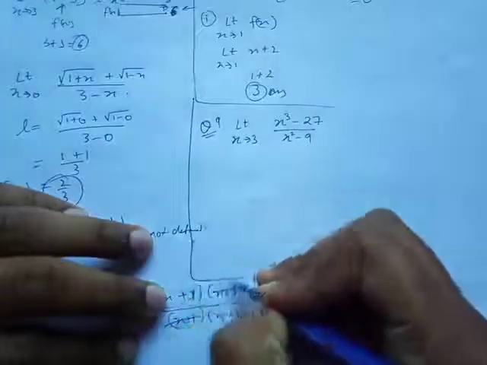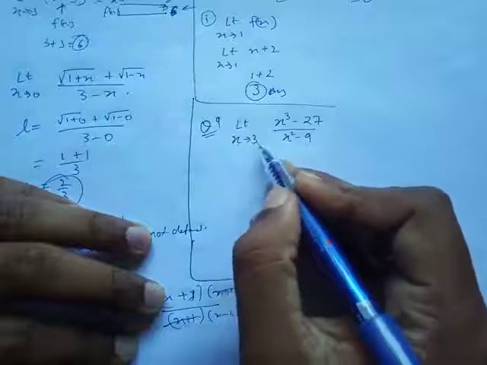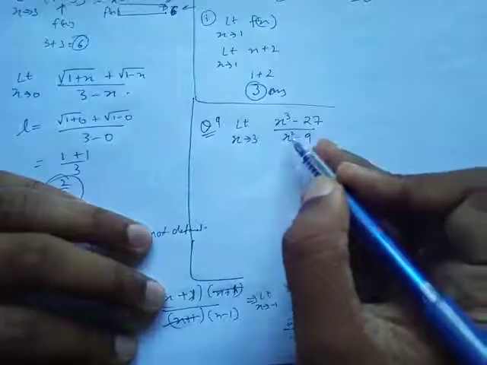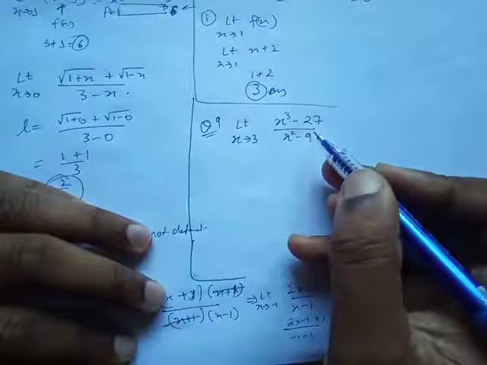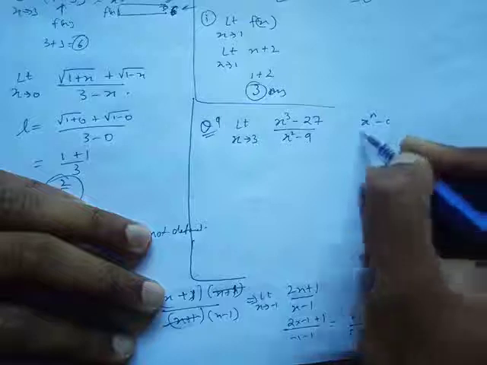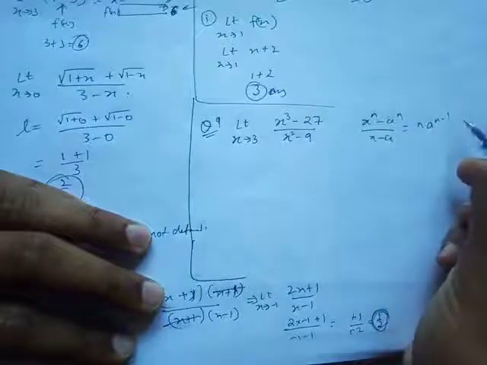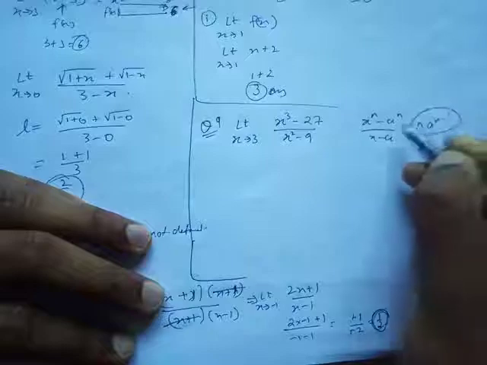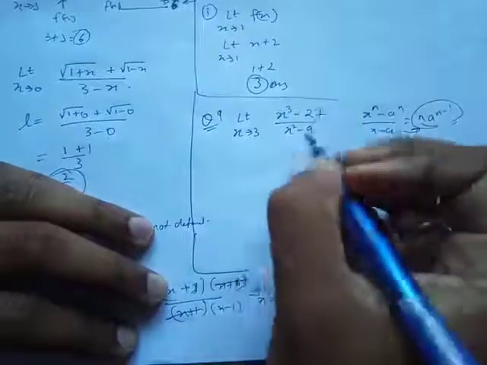Okay, let's have a look at question number 9. Question number 9 says limit x tends to 3, (x cube minus 27) over (x square minus 9). Can you see the powers over here? You know which formula we have to use now? We have to use this formula, (x^n minus a^n) over (x minus a) equals n a^(n minus 1). This is the formula that I'm going to change this question into. Okay, how? Please have a look.